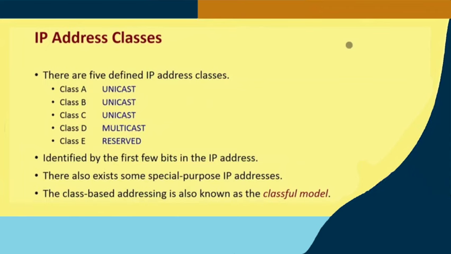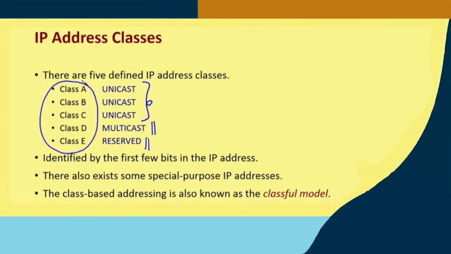Now, talking about the IP address classes, there are 5 defined IP address classes, where class A, B, C are used to assign addresses to individual computers. They are called unicast addresses. Unicast means address of a single node. Class D is used for multicast. If I want to send a packet to multiple computers at the same time, I can use a class D address. And class E is reserved, it means you can use it for some special purpose if you want.